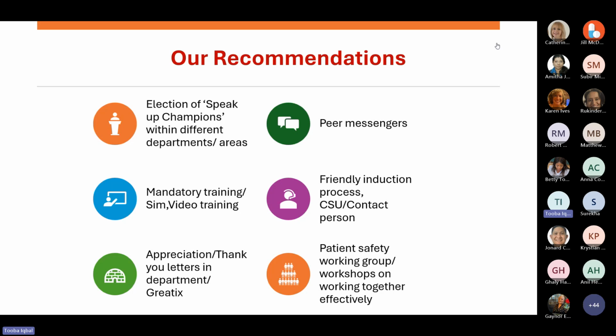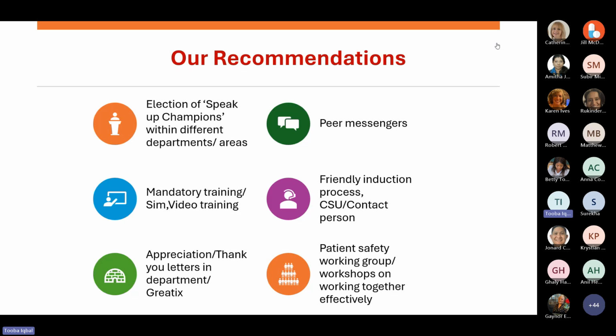And we think that having speak up champions or peer messengers locally within the different departments, where the staff members are familiar with their faces at least, having some sort of a vote or election for such a person in each department, a person who's known to everyone as easily approachable and someone who can help in these situations, will really help.